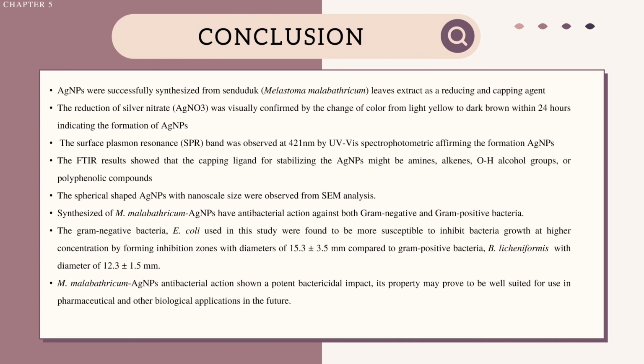As a conclusion, silver nanoparticles were successfully synthesized from Melastoma malabathricum leaf extract as a reducing and capping agent. The reduction of silver nitrate was visually confirmed by the change of color from light yellow to dark brown. The spherical shape of silver nanoparticles with nanoscale size was observed from SEM analysis. Synthesized Melastoma malabathricum silver nanoparticles have antibacterial action against both gram-positive and gram-negative bacteria. And their antibacterial action shows a potent bactericidal impact. Its property may prove to be well suited for use in pharmaceutical and other biological applications in the future.